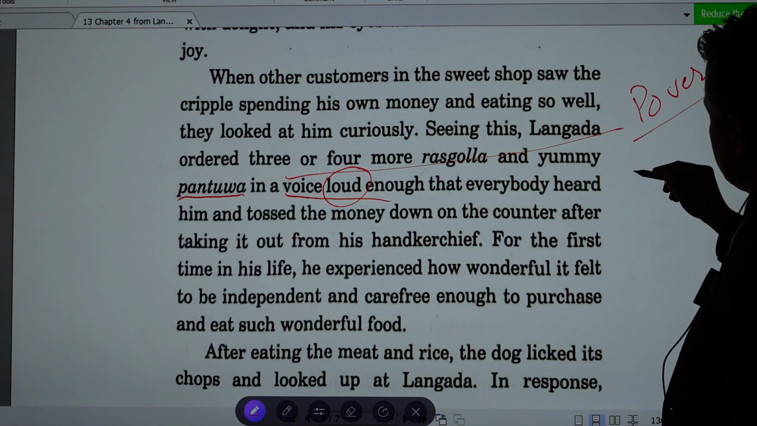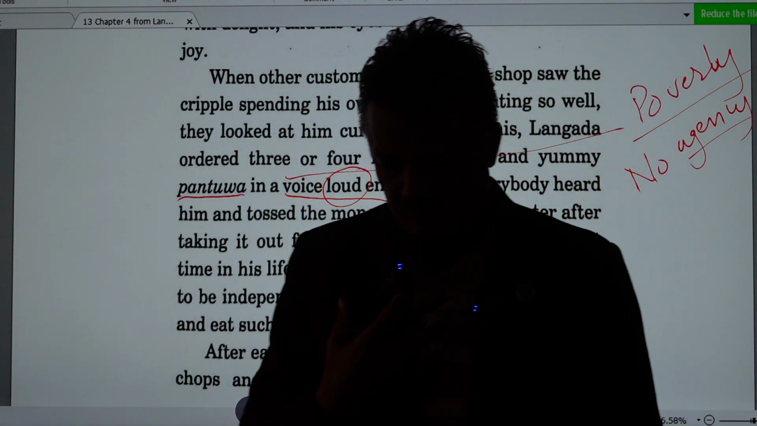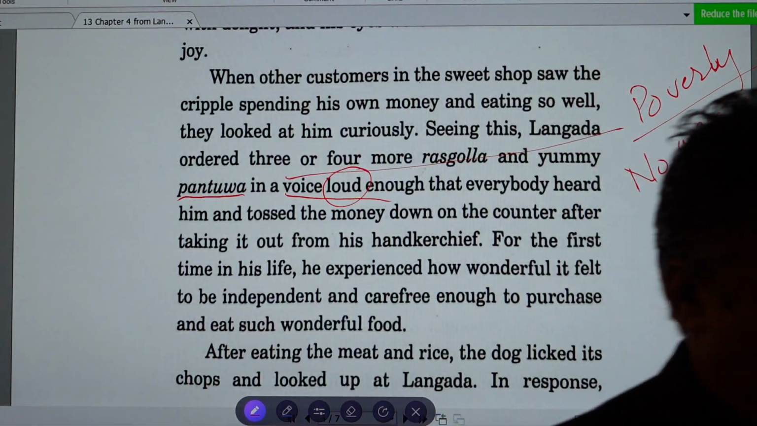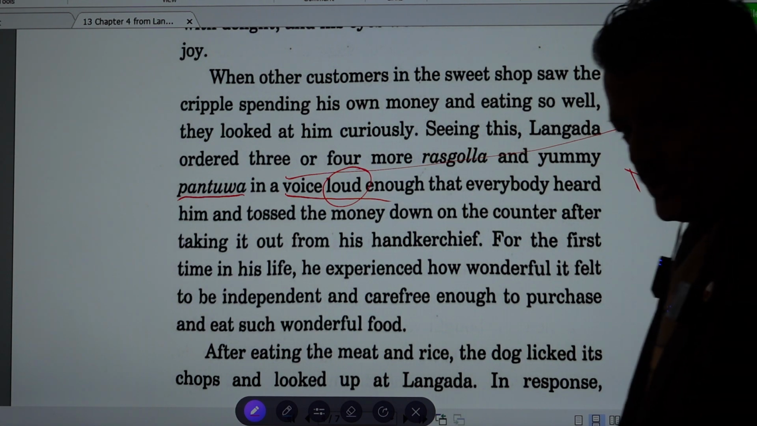Poverty has no agency. Agency means if I say this girl has no agency, I mean she cannot speak for herself. She is dominated in Nepali culture and she can't speak for herself. But if I say this girl has strong agency, I mean she can strongly speak for herself. So agency means the ability to speak up for yourself.